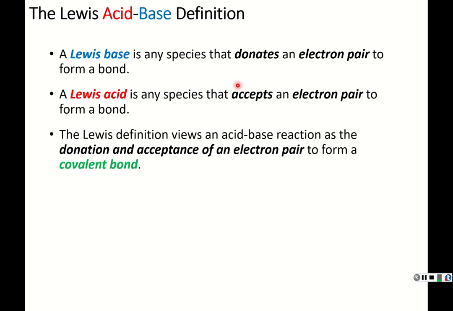In the Bronsted-Lowry definition, what donates a proton is an acid. In the Lewis definition, what donates that electron pair, or that negative charge, is a base. So our donor here is a base, and an acceptor is an acid. The Lewis definition views this acid-base reaction as the donation and acceptance of electrons to form a covalent bond.